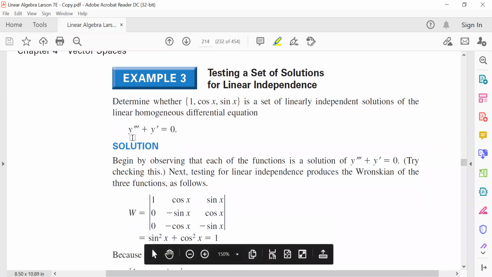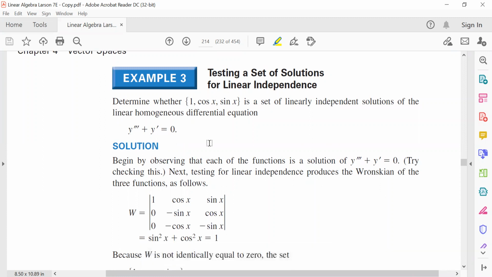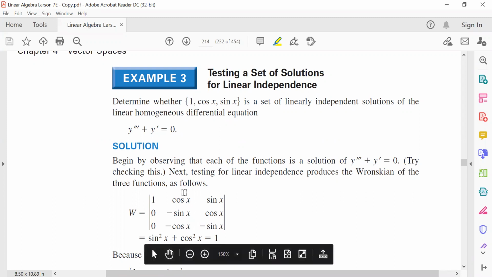Let's look at the differential equation y triple prime plus y prime equals 0. If you want to know how to solve this differential equation, take a differential equations course. But if you would solve it, you would get 1, cosine x, and sine x. And if you take the Wronskian of these three functions, 1, 0, 0, these are all the derivatives.